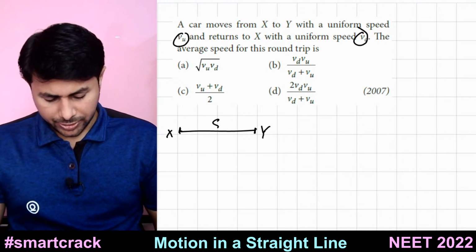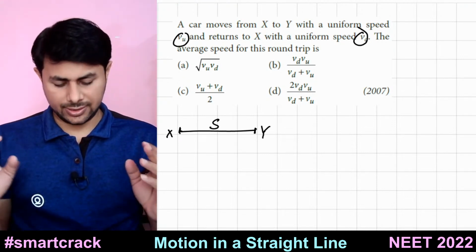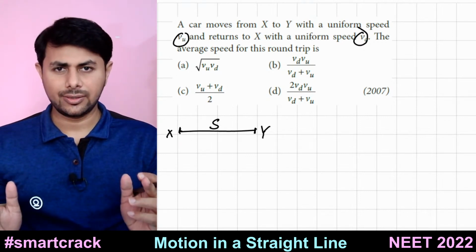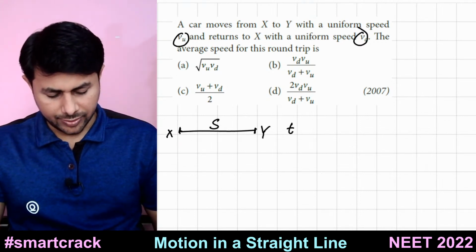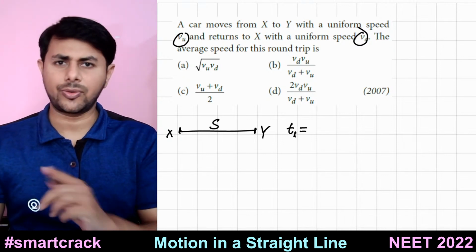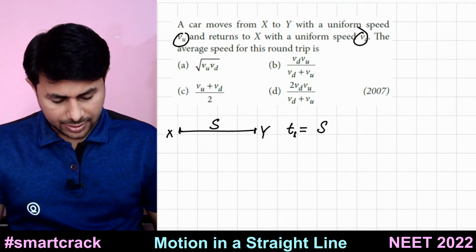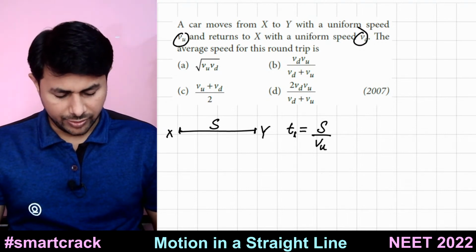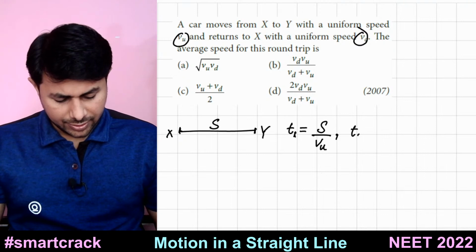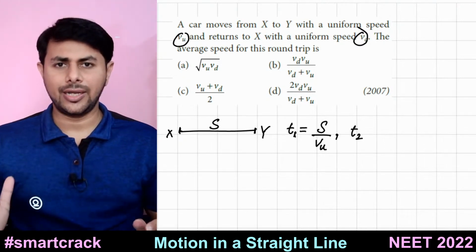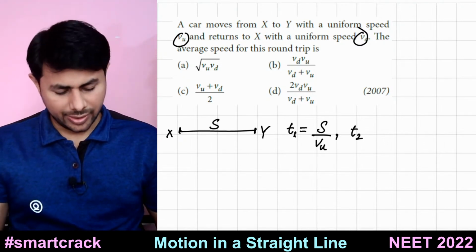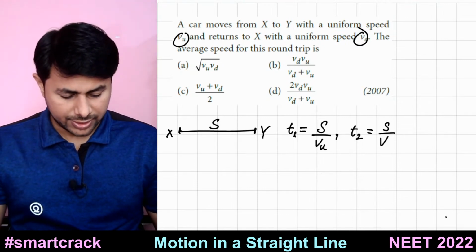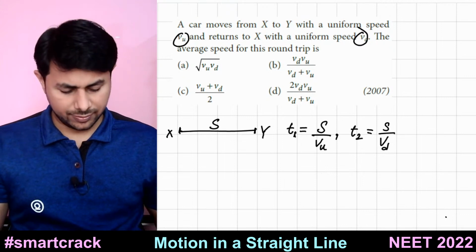Okay, suppose the distance between x and y is s. So what will be the time taken to go from x to y? We know time is equal to what? Let's call it t1, the time to go from x to y. It is distance covered divided by velocity, so s divided by vu. The time taken to go from y to x will be, suppose it's t2, s divided by velocity, which is vd.